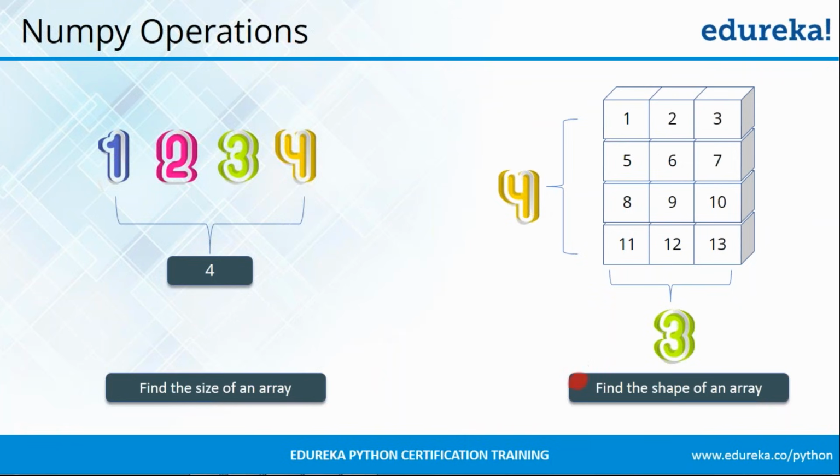Now you can even find the shape of your array. Now what do you mean by shape? So basically the total number of columns and rows. Now over here we have 3 columns and 4 rows. So our shape is actually 3 columns and 4 rows. Now let me show you practically how you can do that. Again, I'm going to open my PyCharm and show you.